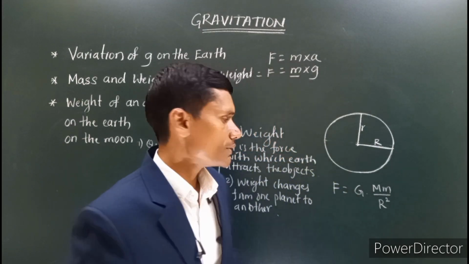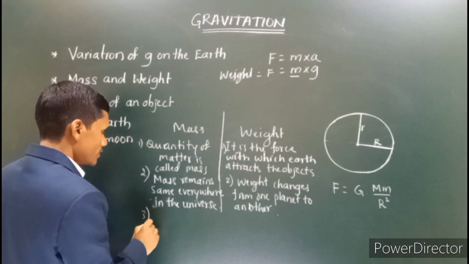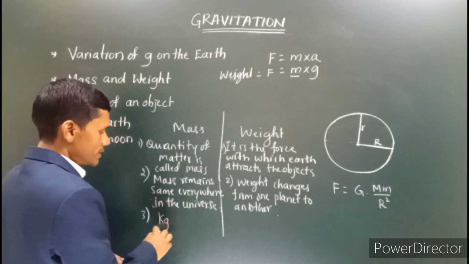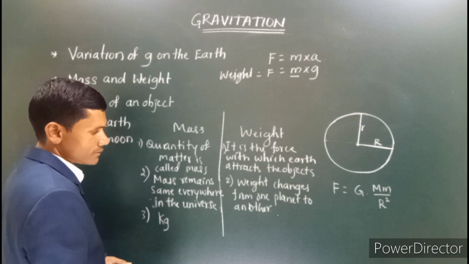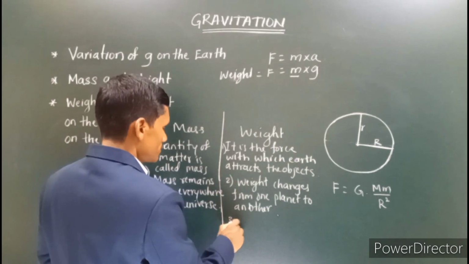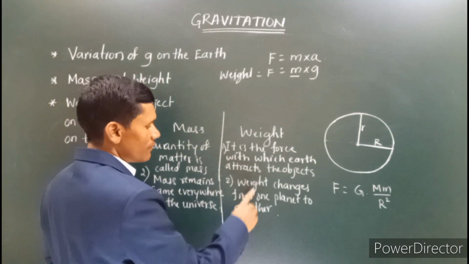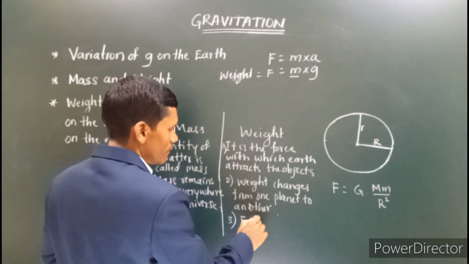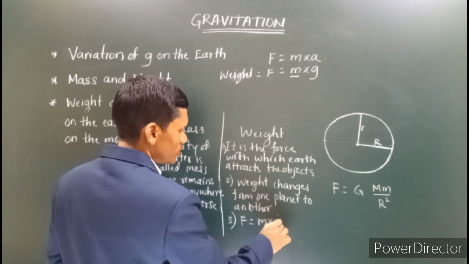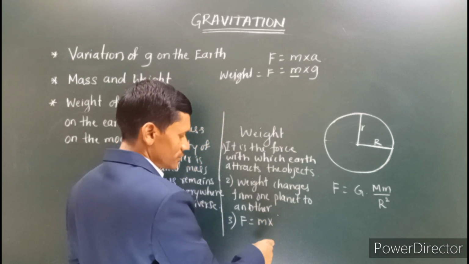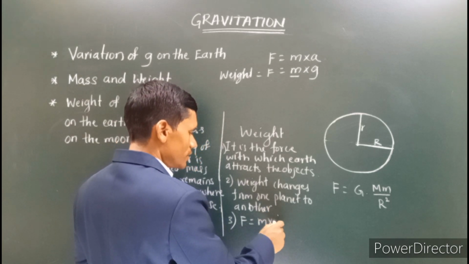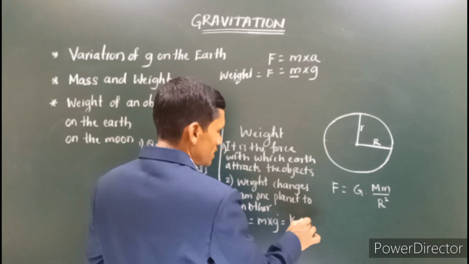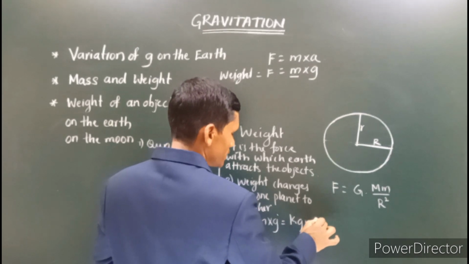Then what are the SI units of these? The SI unit of mass is kg. We measure mass in kilograms. Whereas the SI unit of weight is measured in terms of force. Force is mass into acceleration due to gravity, right? The unit of acceleration due to gravity is meter per second square. Mass is kg, so kg meter per second square we can say.